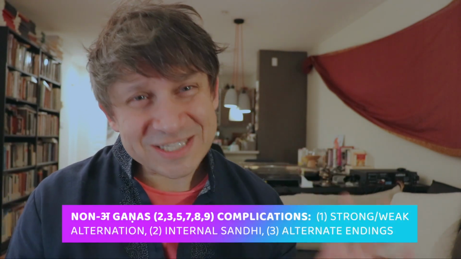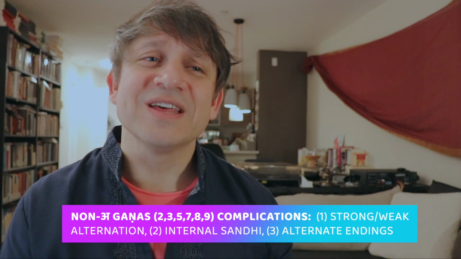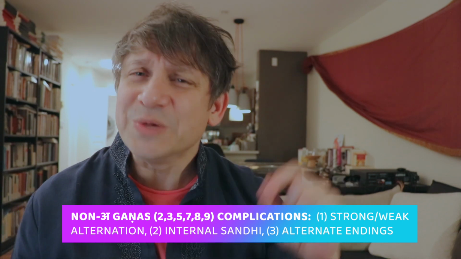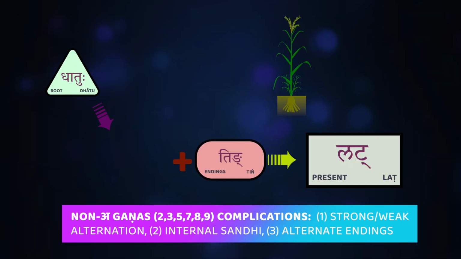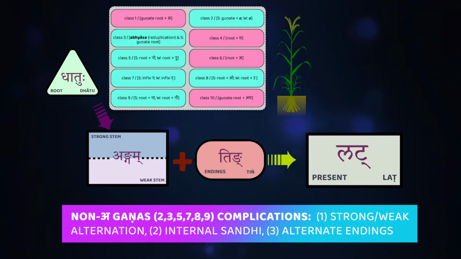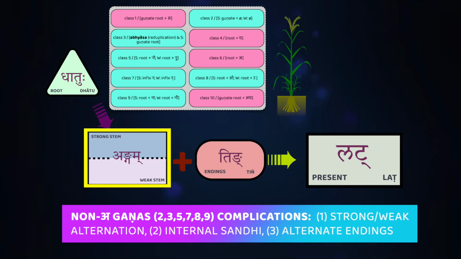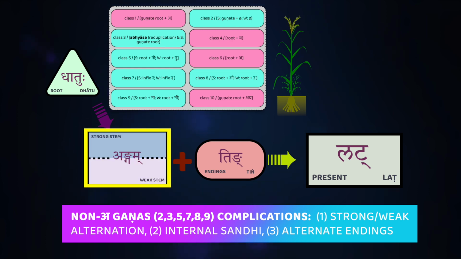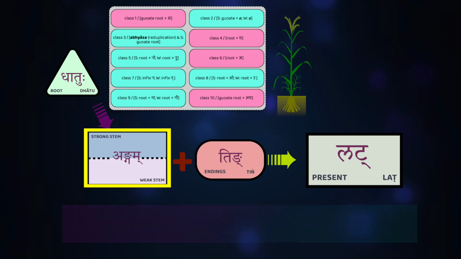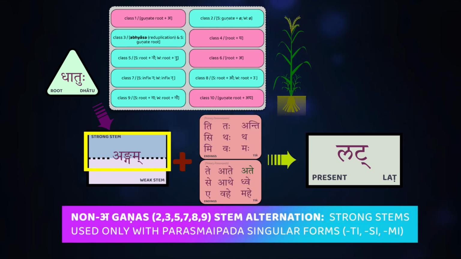So there are 3 special twists that I want to start off with that we're going to encounter when we start conjugating non-gaṇa verb roots. First, all of these non-gaṇa classes exhibit what's called strong-weak alternation. This means that there are actually 2 different stems that are going to get generated, not just one, which was what we had with the gaṇas. It might sound confusing, but it's actually fairly straightforward. There's a strong stem and then there's a weak stem.